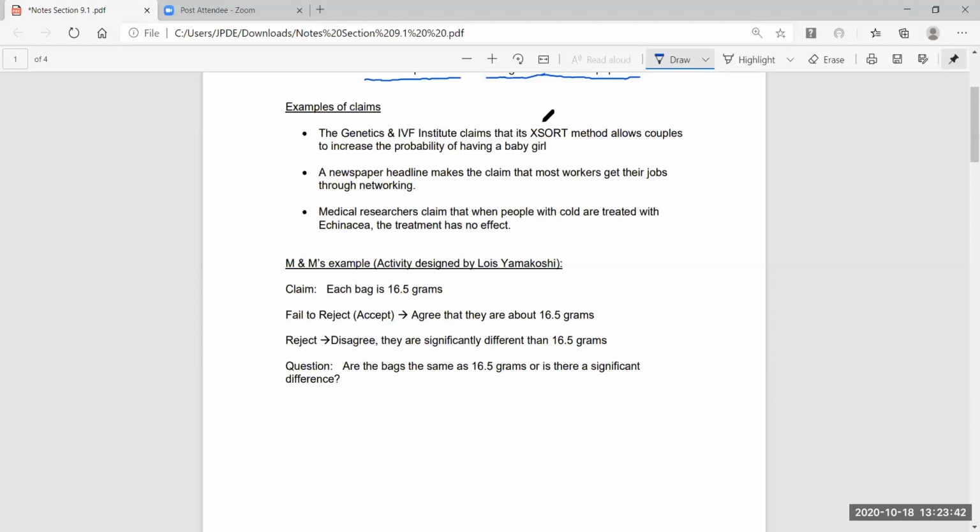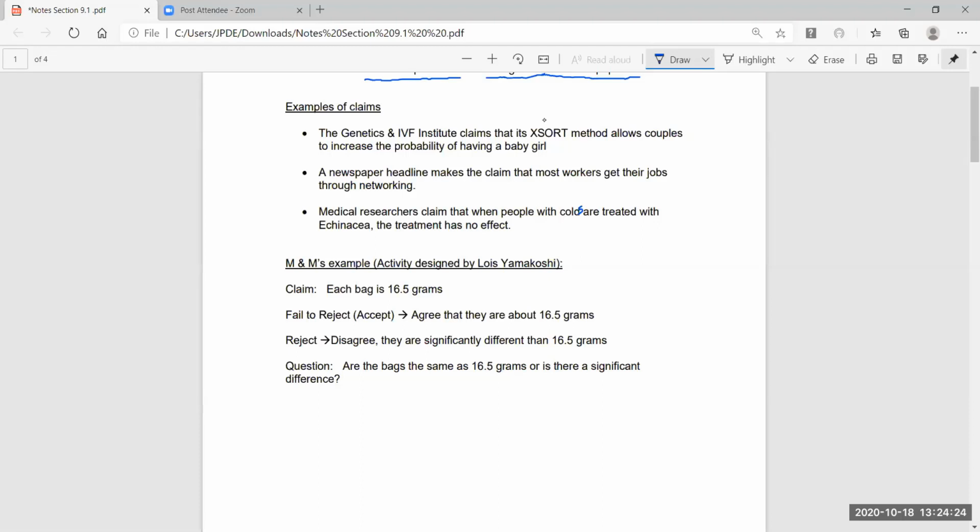The third one, medical researchers claim that when people with colds are treated with echinacea, the treatment has no effect. So this would be a medical study. We would probably have an experiment where you had a group that had echinacea and a group that did not, similar to that one problem that we did, gosh, when was that? Back in chapter 3, I think, 2 or 3. We would look at our sample data, and then we would decide using statistics and the methods we're going to learn in this chapter, whether we support the claim or not.